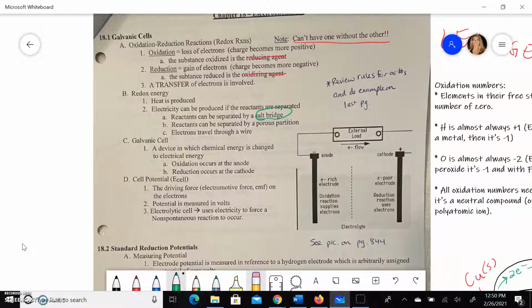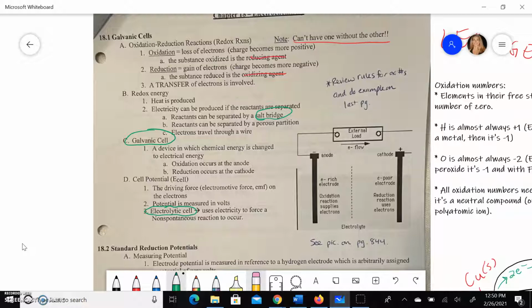There's a few vocab words here too that I want to highlight. There's a galvanic cell and an electrolytic cell, and these are basically just backwards of each other. So a galvanic cell is one where you use chemical energy, so it's a chemical reaction that changes into electrical energy. That's what we did in that diagram, where oxidation happens at the anode, reduction happens at the cathode, and you get that flow of electrons.